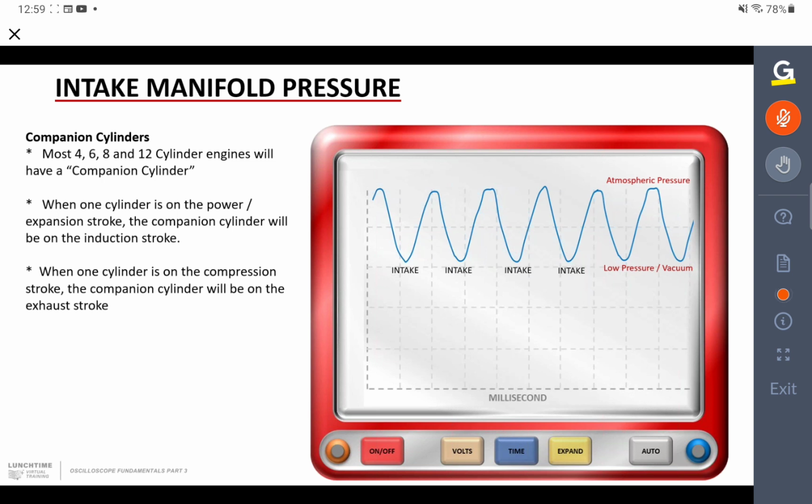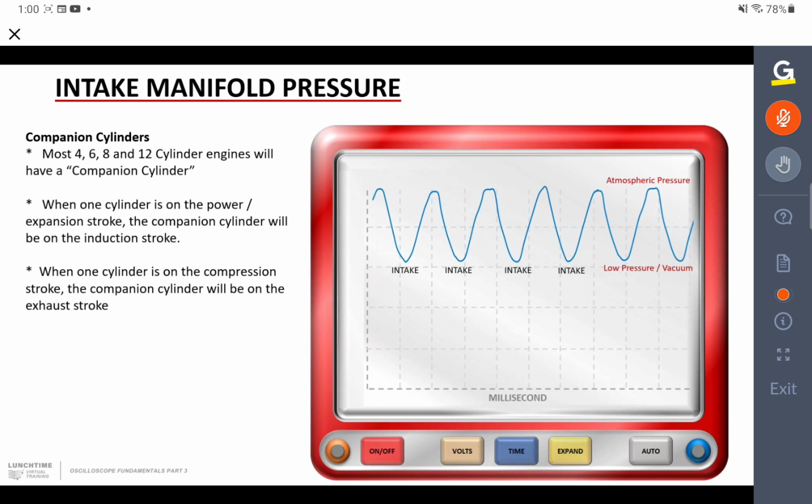So we've now got our 4 cylinders, 8 cylinders, whatever, all connected up, all running. And what we tend to forget occasionally is that with most 4, 6, 8 and 12 cylinder engines, there are always companion cylinders. So on a 4 cylinder engine, 1 and 4 go up and down together, and 2 and 3 go up and down together. So when one cylinder is on the power stroke, the companion cylinder will be on the induction stroke, both pistons going down. And when one cylinder is on the compression stroke, the companion cylinder will be on the exhaust stroke.